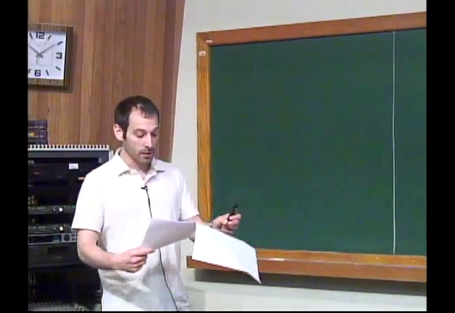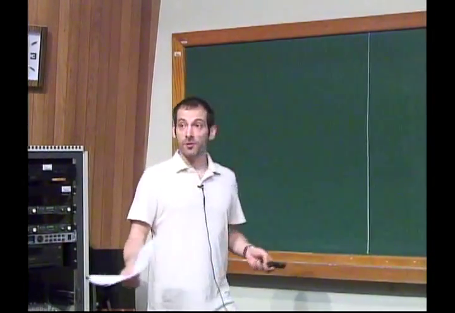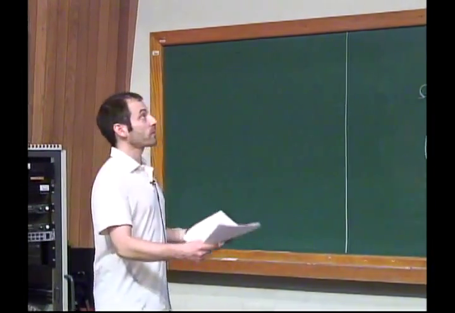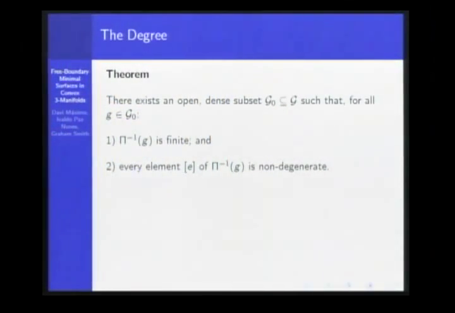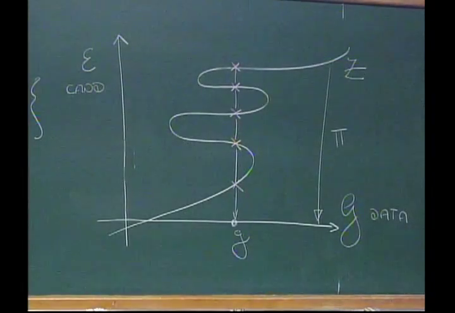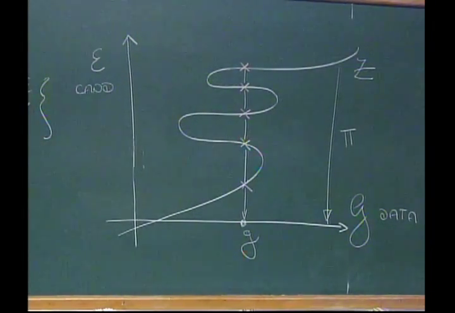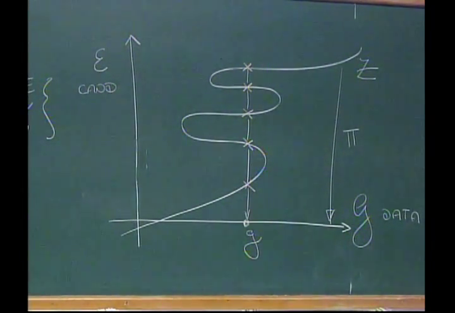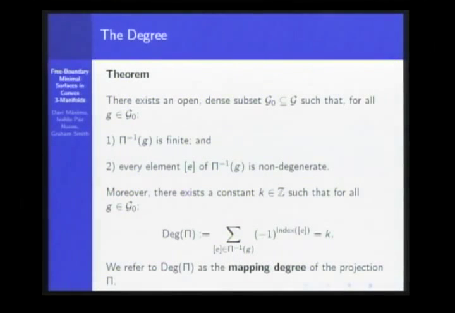And once you've got there, well, then you just apply the Sard-Smale theorem in the usual way, and you get this theorem which tells you that there is an open dense subset G0. Remember, G is the space of all metrics, so there's an open dense subset G0 contained in G, such that for all these metrics, number one, the inverse image of G is a finite set. Number two, every element of the inverse image of G is non-degenerate. And given then that you've got a finite number of non-degenerate elements, you can then define an integer-valued degree by looking at the Morse index of every solution.